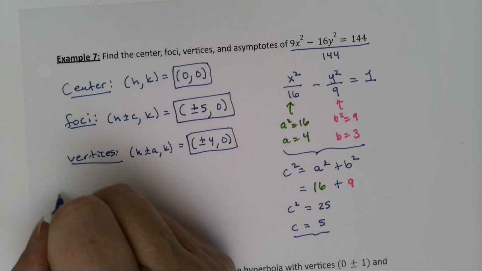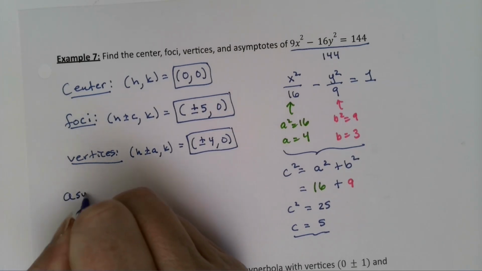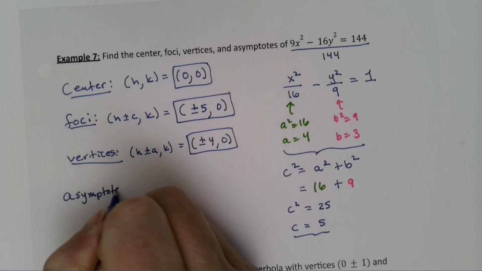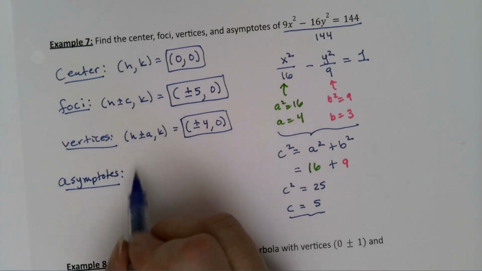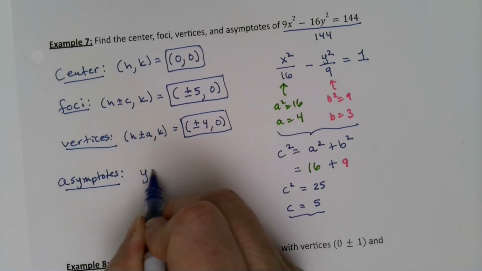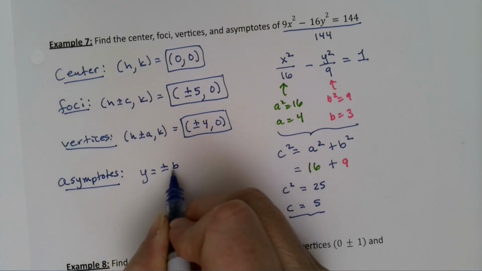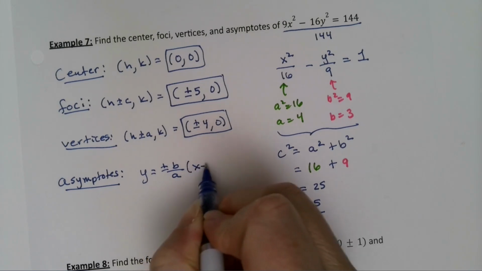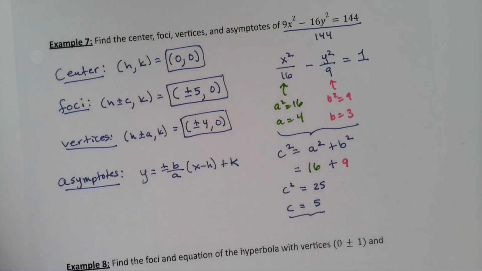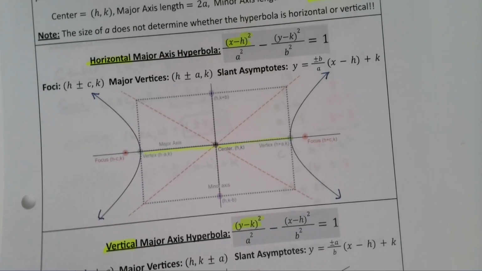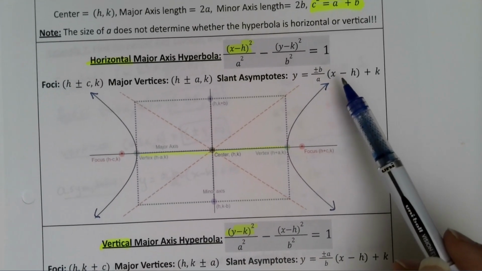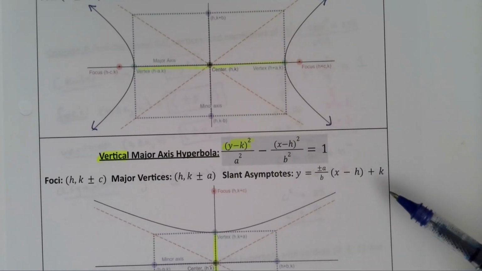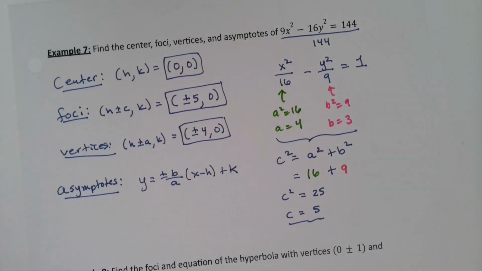All right, now what about the asymptotes? Technically, they're slant asymptotes, but that's okay. You'll know that when you write them. So y is equal to plus or minus b over a times x minus h, plus k. Again, you have to refer to the formula sheet for these because you're not going to remember it every time, but this is the one for a horizontal major axis. This is the one for a vertical major axis. So they're similar, but they're not the same.